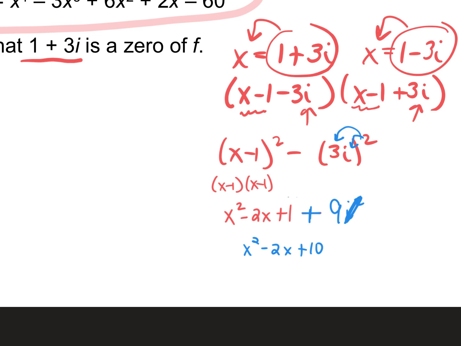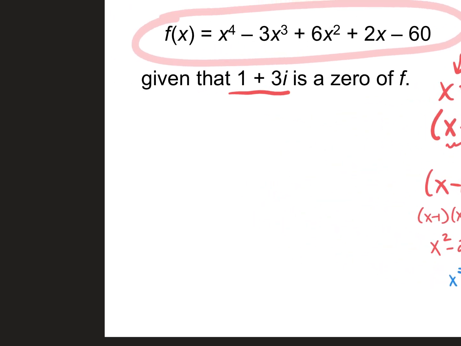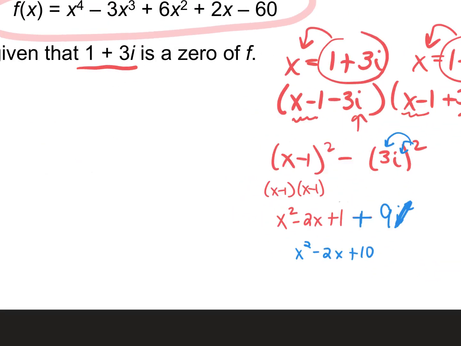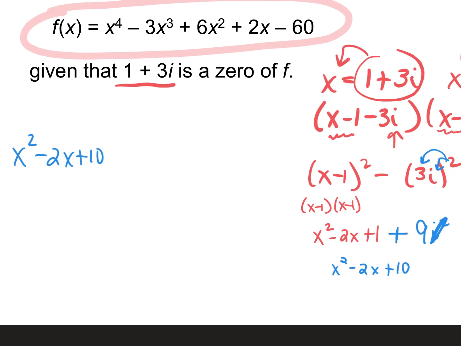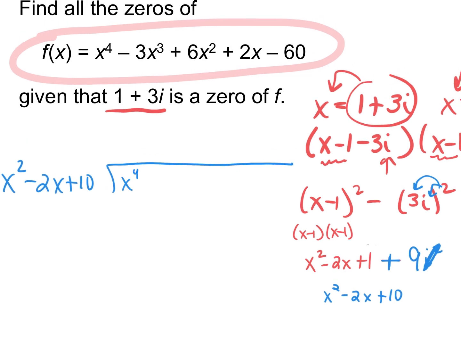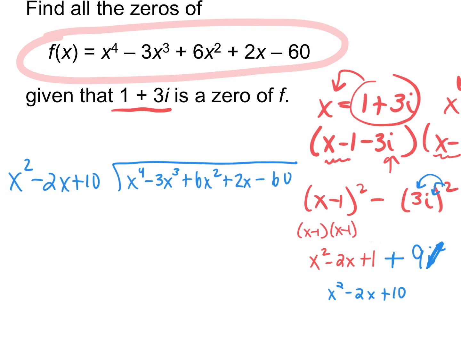Step 1 is write down your zeros because they're going to give you 2. Step 2 is multiply those together. So now we're going to go to step 3. What is step 3? Well, we're going to take x squared minus 2x plus 10, and you're going to divide it into the polynomial that they gave you. So x to the 4th minus 3x cubed plus 6x squared plus 2x minus 60. And you're going to do long division.